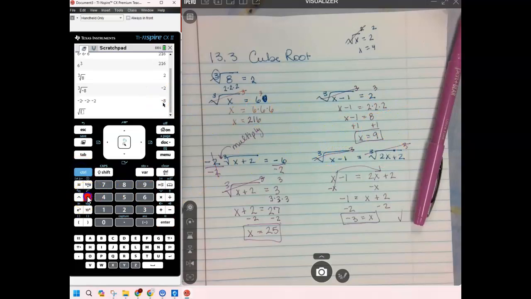Remember, with the square root, we had a problem because I couldn't put a negative inside here. -4 gives us an error, and we can't do that. But a cube root, a negative is okay. All right, that's it.